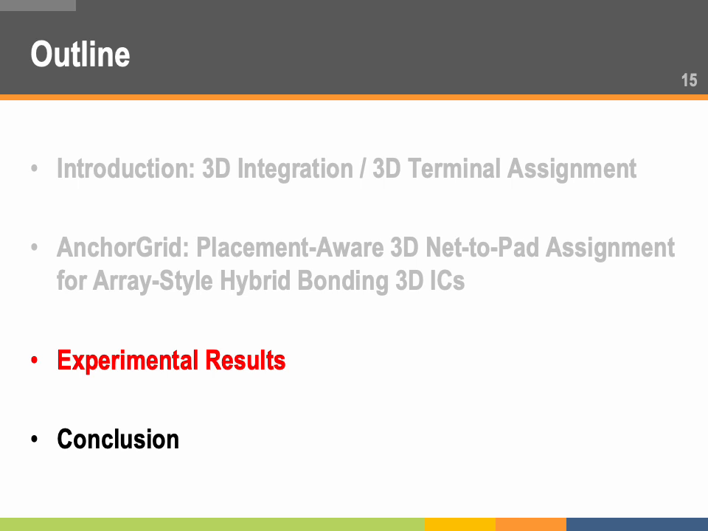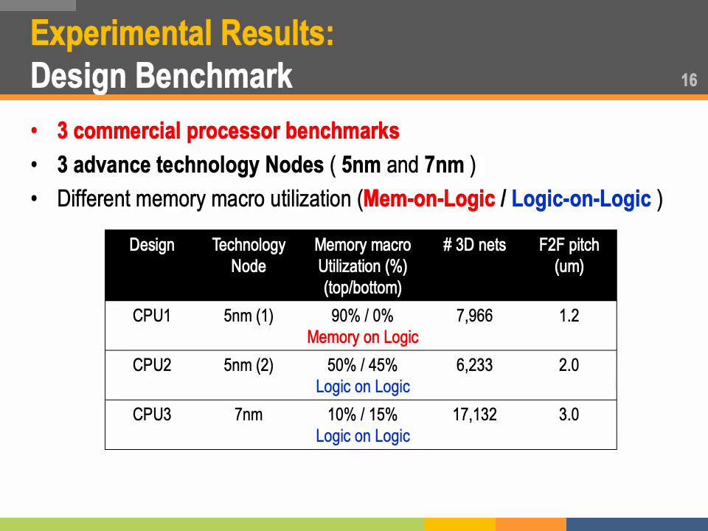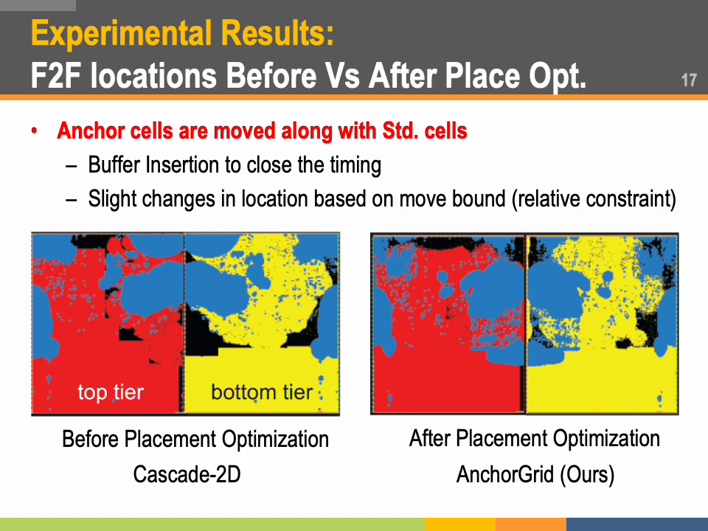Next, we will show the result of comparison of our work with state-of-the-art. We use three commercial processors as the design benchmark with different memory macro utilization to cover both logic on logic and memory on logic configuration. These three benchmarks are implemented using advanced node technology at 5 nanometer and 7 nanometer PDK. The face-to-face pitch is selected based on the minimum pitch that can accommodate all the 3D nets.